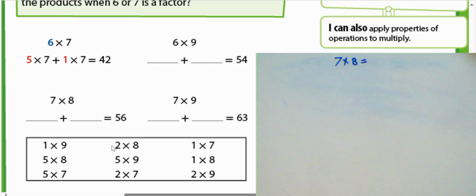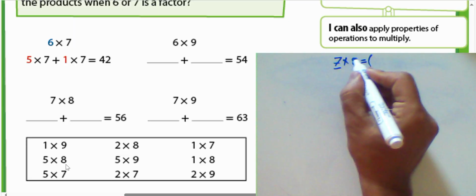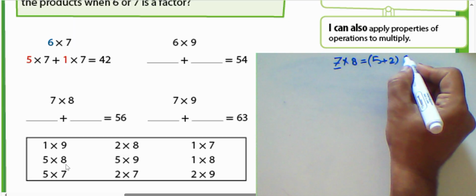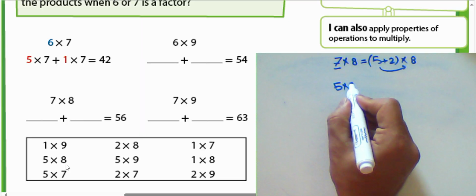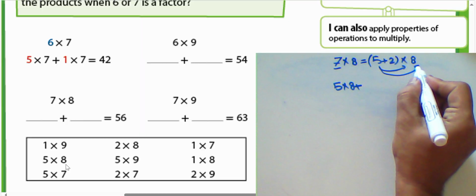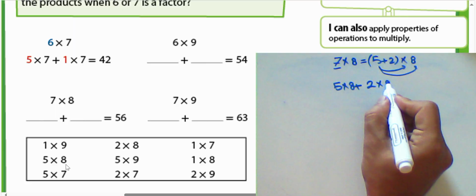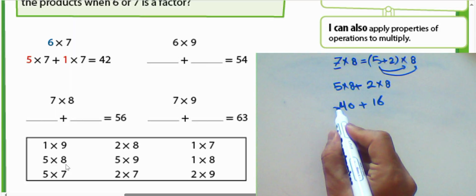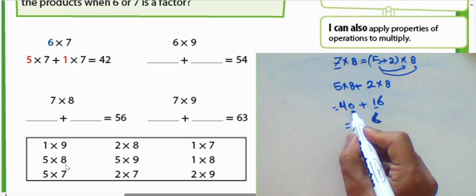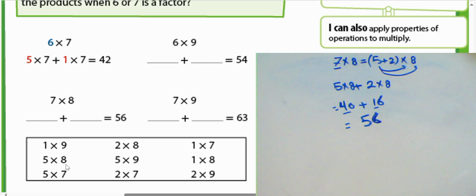We can choose what here? We have 2 times 8 and 5 times 8. Then 7 equals 5 plus 2, multiplied by 8. Using 5 times 8 and 2 times 8. 5 times 8 equals 40 and 2 times 8 equals 16. 6 plus 0 is 6, and 1 plus 4 equals 5. The result will be 56.